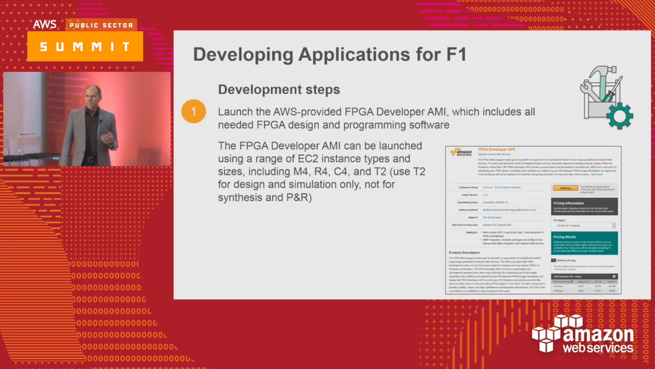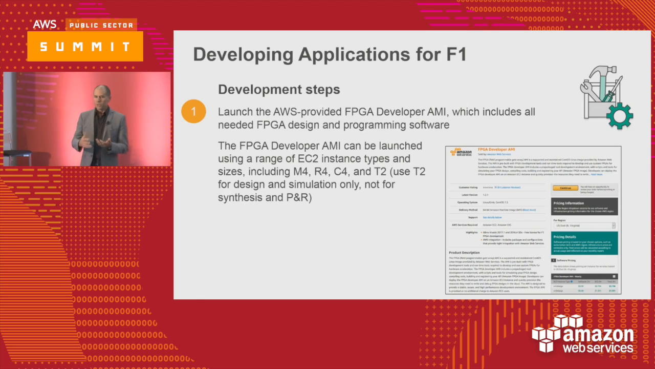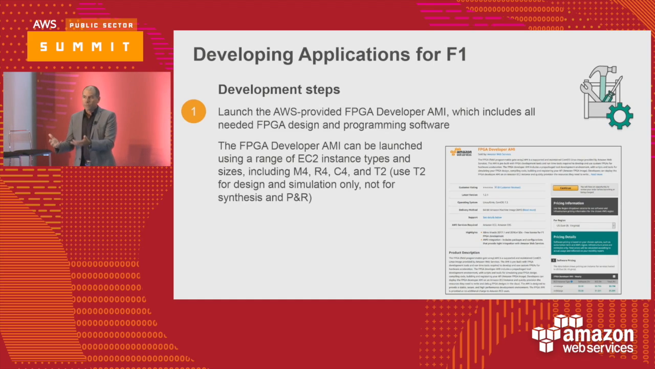So that first development step I described before, you use the developer AMI, the FPGA developer AMI that we provide. It's available actually on Marketplace. We don't charge for it. You will pay for the underlying EC2 instance that you're running the AMI on, but you can choose from a variety of instances. For example, you might want to use the T2 instance, very low cost, to do the initial design and simulation, but then when it's time to do FPGA place and route, which is more memory and compute intensive, maybe at that point start to use an M4, R4, some other larger instance.